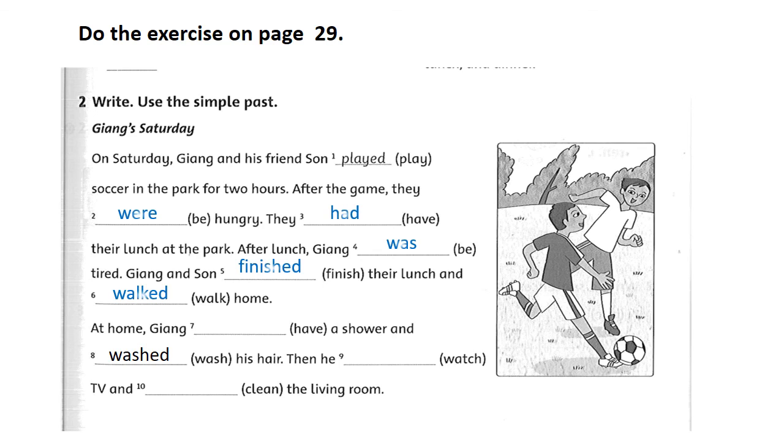After the game, they were hungry. They had their lunch at the park. After lunch, Zhang was tired. Zhang and Sheng finished their lunch and walked home. Now the next paragraph. At home, Zhang had a shower and washed his hair. Then he watched TV and cleaned the living room.